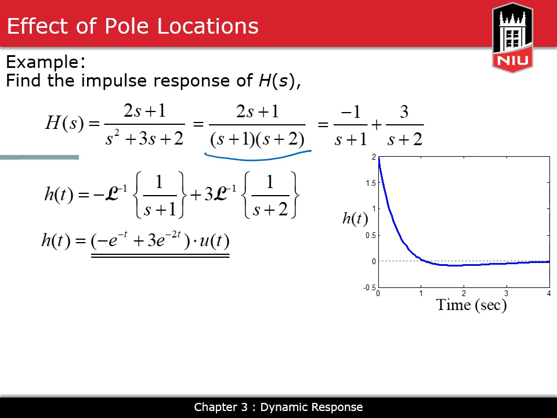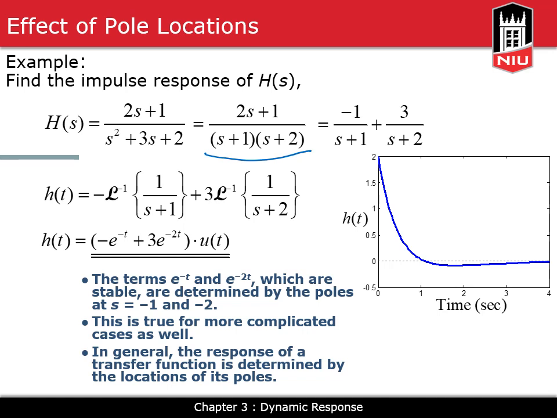Now, if I draw the function h of t as a function of time, we get the plot on the right. There are two exponential terms there. Both are to the power of a negative number times t, so both of those are decaying. That means when t approaches infinity, both of those will vanish. As you can see, the response is converging to zero very fast.